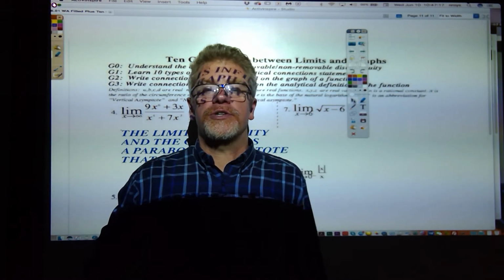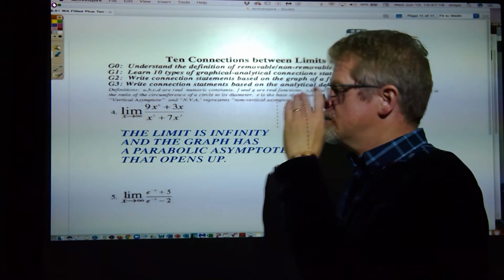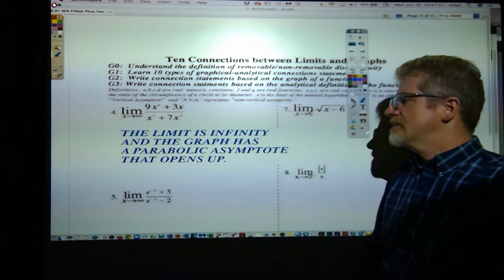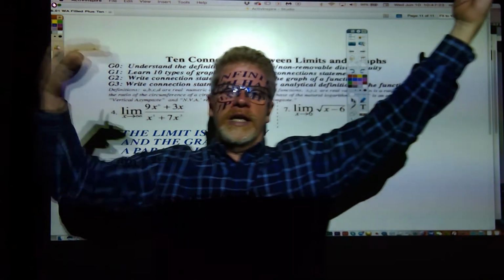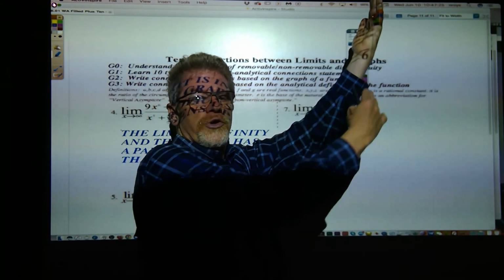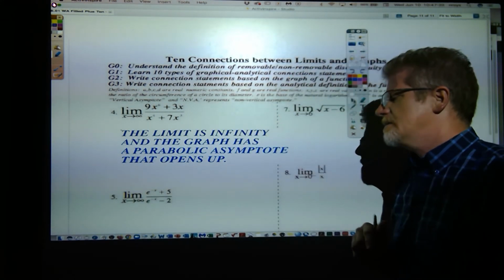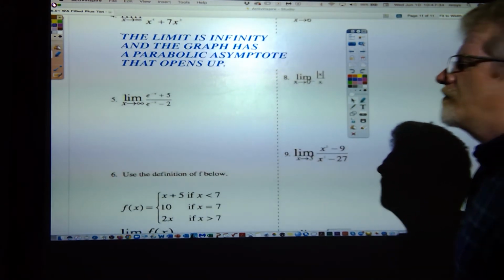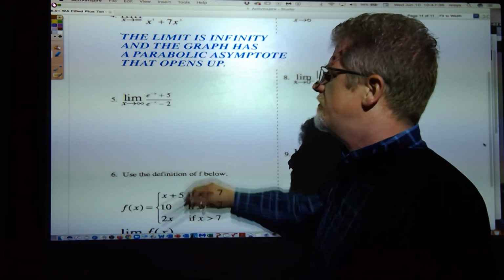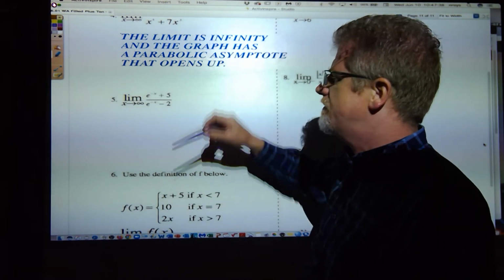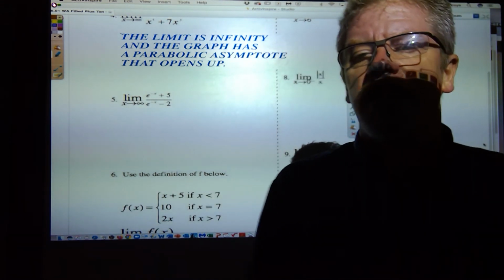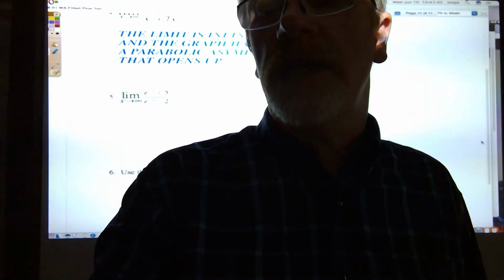If you don't believe it, type it into your graphing calculator, examine the graph, study the graph. We say the limit, as x approaches infinity, the y-coordinate is approaching infinity, and the graph has a parabolic asymptote that opens up. Next, number 5. What's the limit as x approaches infinity of e to the negative x plus 5 over e to the negative x minus 2? Think about that one. Pause.